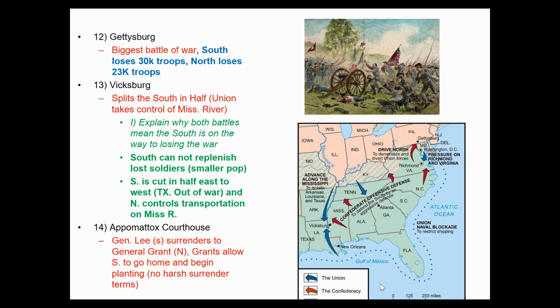At Appomattox Courthouse in April 1865, General Lee surrenders to General Grant, and basically it is a very, very amicable surrender. Grant allows the South to go home and begin planting because it's April, it's planting season, and there were no harsh surrender terms.